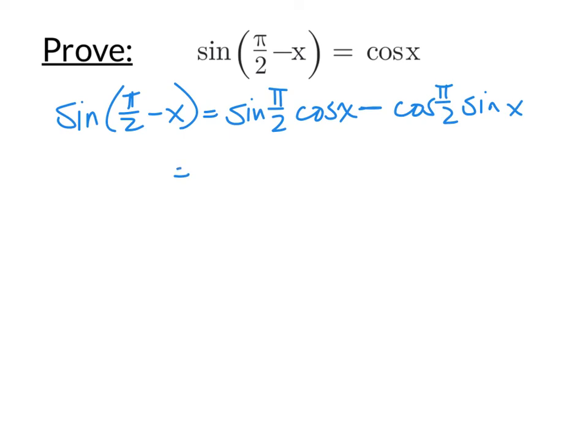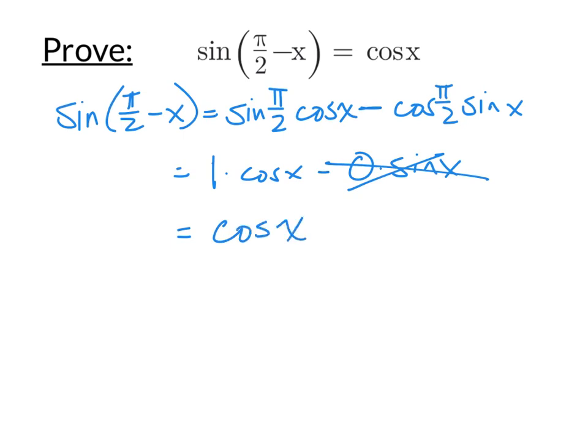Now when we move over to that pi over 2 angle, the sine of pi over 2 is 1, and it's the cosine that's equal to 0. Again, that second term will end up being 0, and 1 times cosine is cosine. So there's a couple examples of how we can use that difference identity to prove some of the other identities on our identity sheet.